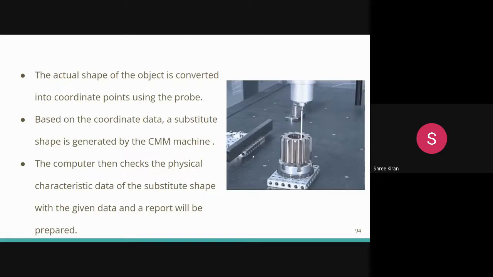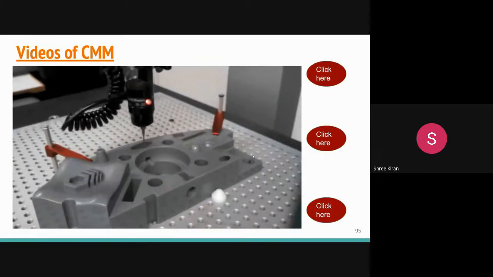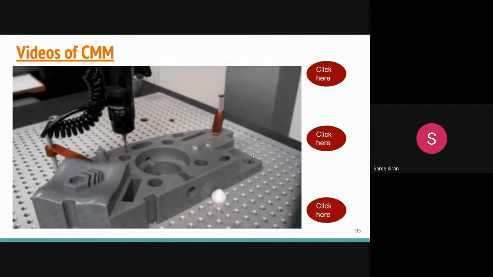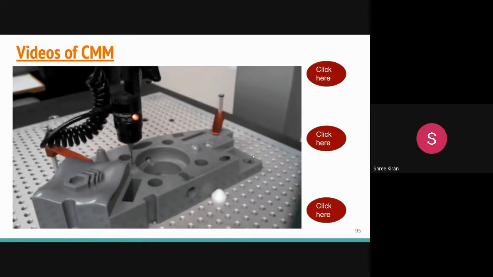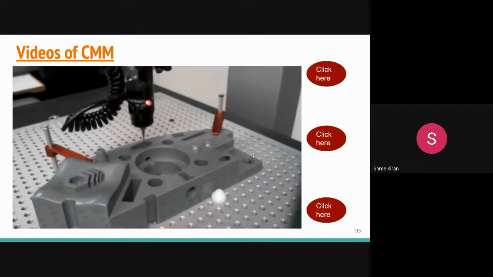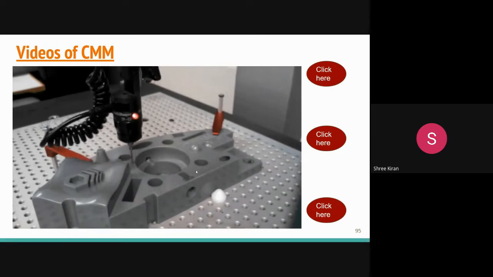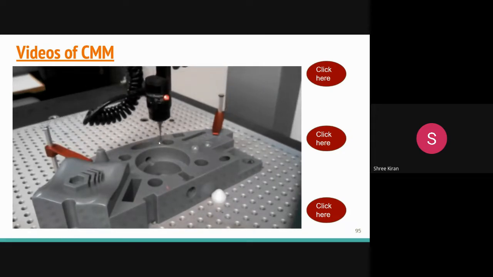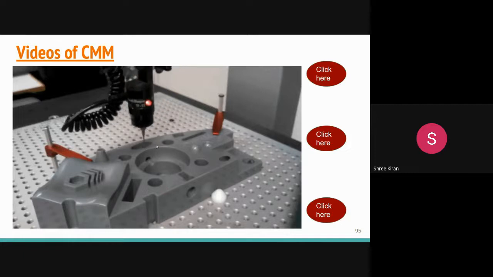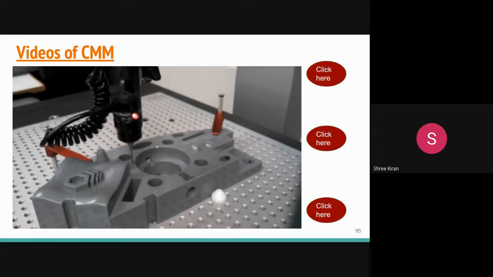Another remarkable feature of a CMM is its integration with computers. The computer provides additional power to generate 3D objects as well as to carry out complex mathematical calculations. So complex objects can be dimensionally evaluated with precision. See, this is a very complex object. With the help of this probe and CMM, we are evaluating the dimensions by touching, and we are designing it in the computer, and then we are doing the analysis.